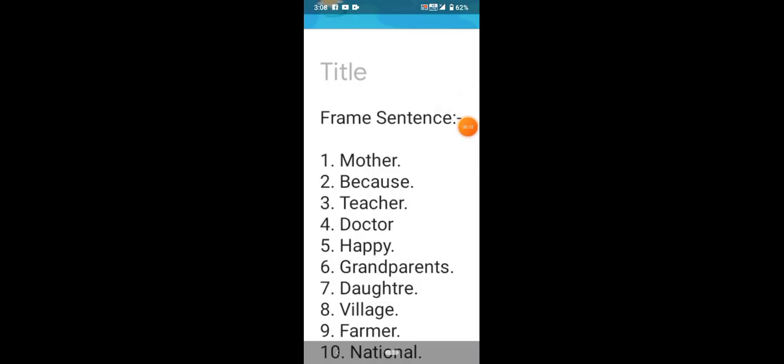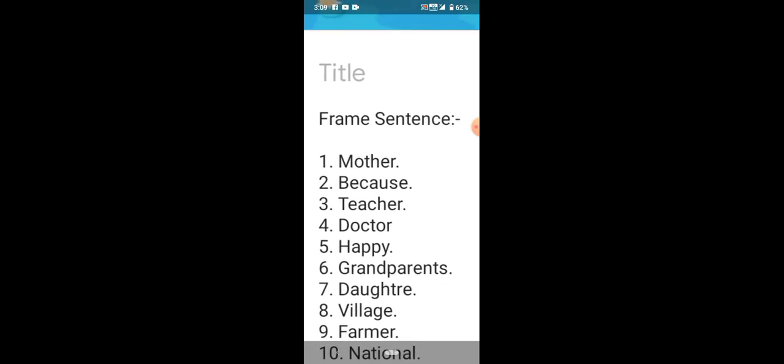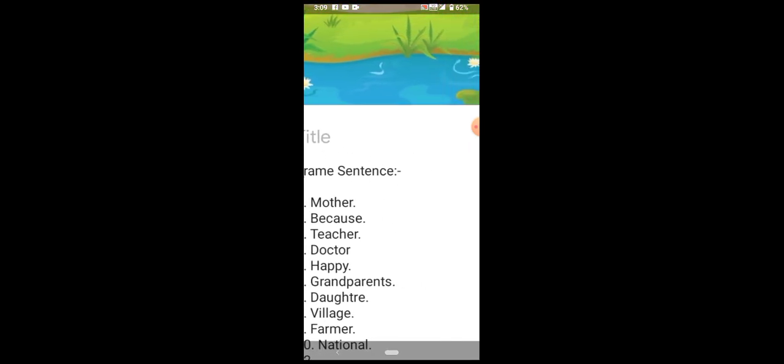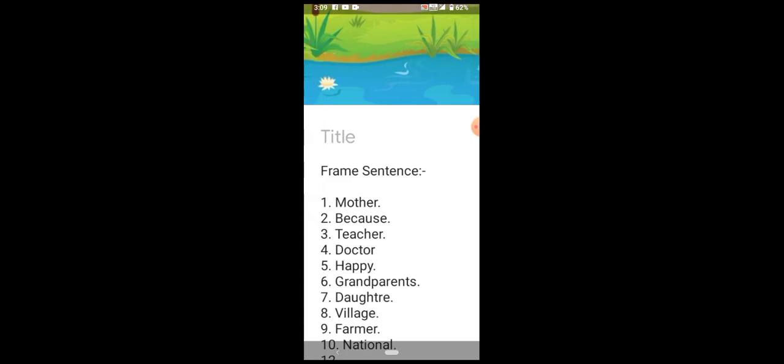So now we are going to see about frame sentence. Okay. What is frame sentence, children? Frame sentence, that means a word would be given to you. You have to make it into a sentence. For example, water. Water is a word. Now this word, you have to turn it into a sentence. In the sentence, I want water. So it is a sentence.